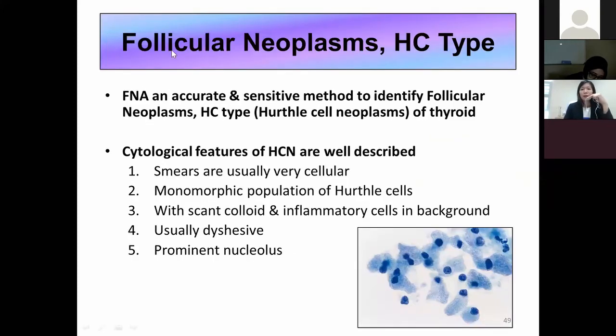So, all right, we go on to follicular neoplasm, Hurthle cell type. You can use HCN interchangeably, Hurthle cell neoplasia. It's very well described. When you do an aspirate, you can see the smears are usually very cellular, composed predominantly of Hurthle cells, with very scanty colloid in the background, similar to follicular neoplasia, but they have Hurthle cell change. Most of them have prominent nucleoli, and the cells tend to be very discohesive.